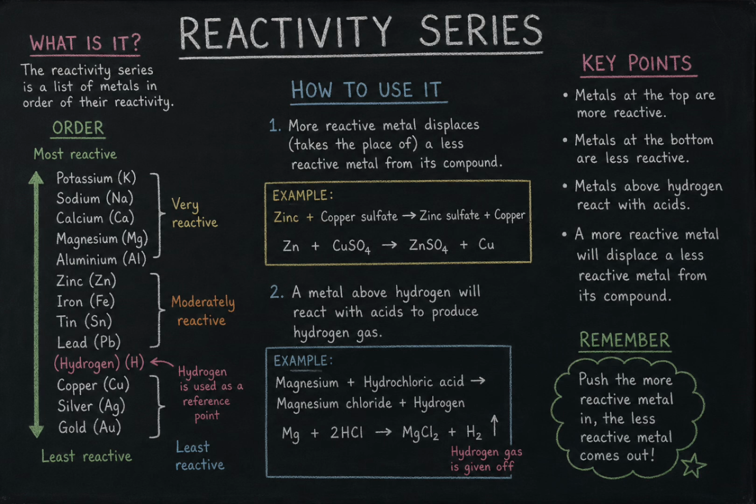Metals and acids. Metals above hydrogen react with acids. When they react, they produce a salt and hydrogen gas. For example, magnesium plus hydrochloric acid becomes magnesium chloride plus hydrogen. You would notice bubbles because hydrogen gas is produced. Easy memory tip: remember, the more reactive metal goes in, the less reactive metal comes out.